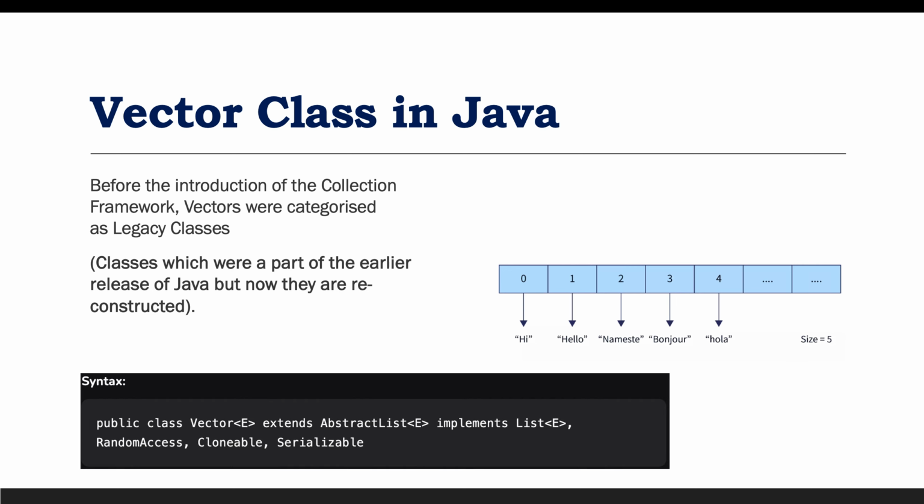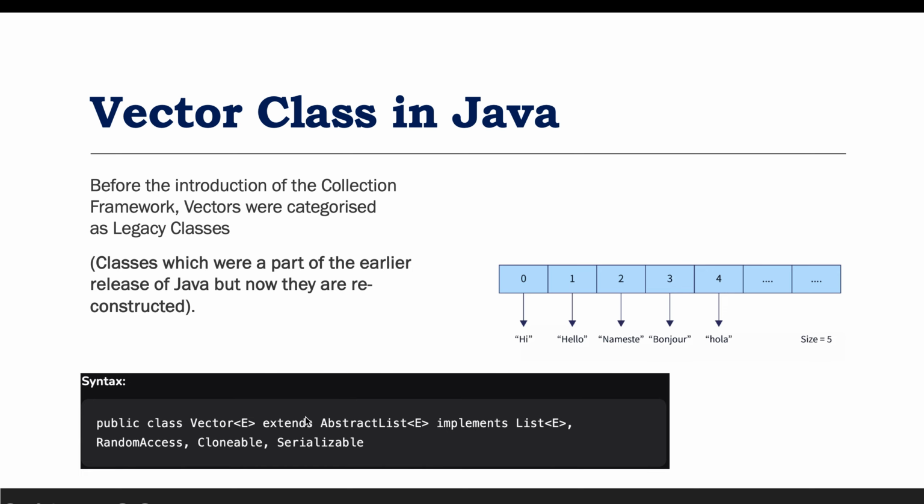Now the next point we have to see is how this is implemented. After reconstruction, this is how the Vector class has been implemented by Java. The Vector class internally extends the AbstractList. We have already seen the advantage of using AbstractList in one of the previous videos, in the case of ArrayList and LinkedList.